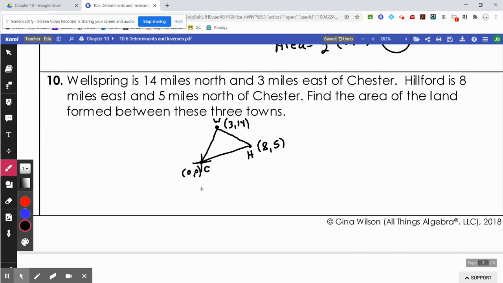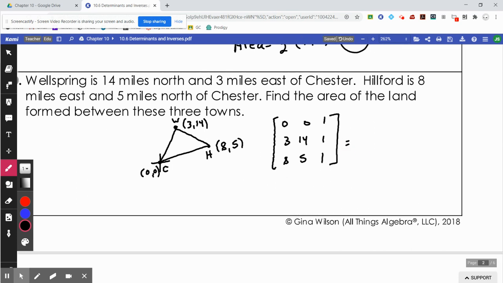So first off, let's create our matrix. The 3 points are going to be 0, 0, 3, 14, and 8, 5. And again, we just put ones in our last column. Let's find the determinant of that. Let me just draw an arrow. The determinant, we've got to recopy. I forgot. We've got to recopy our first 2 columns, 0, 3, 8, 0, 14, and 5.